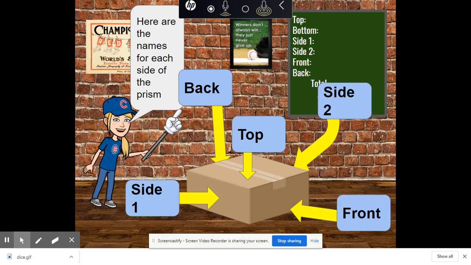Here are the names for each side of the prism. There's a top, the back, the front, the side 1, and underneath is the bottom. There's no arrow for that. If you put your hand on top of a box and on bottom, they're the same. They are equivalent. If you put your hand on the front and the back, the box is also the same there. If you switch and put your hands on side 1 and side 2, those sides are also the same shape.